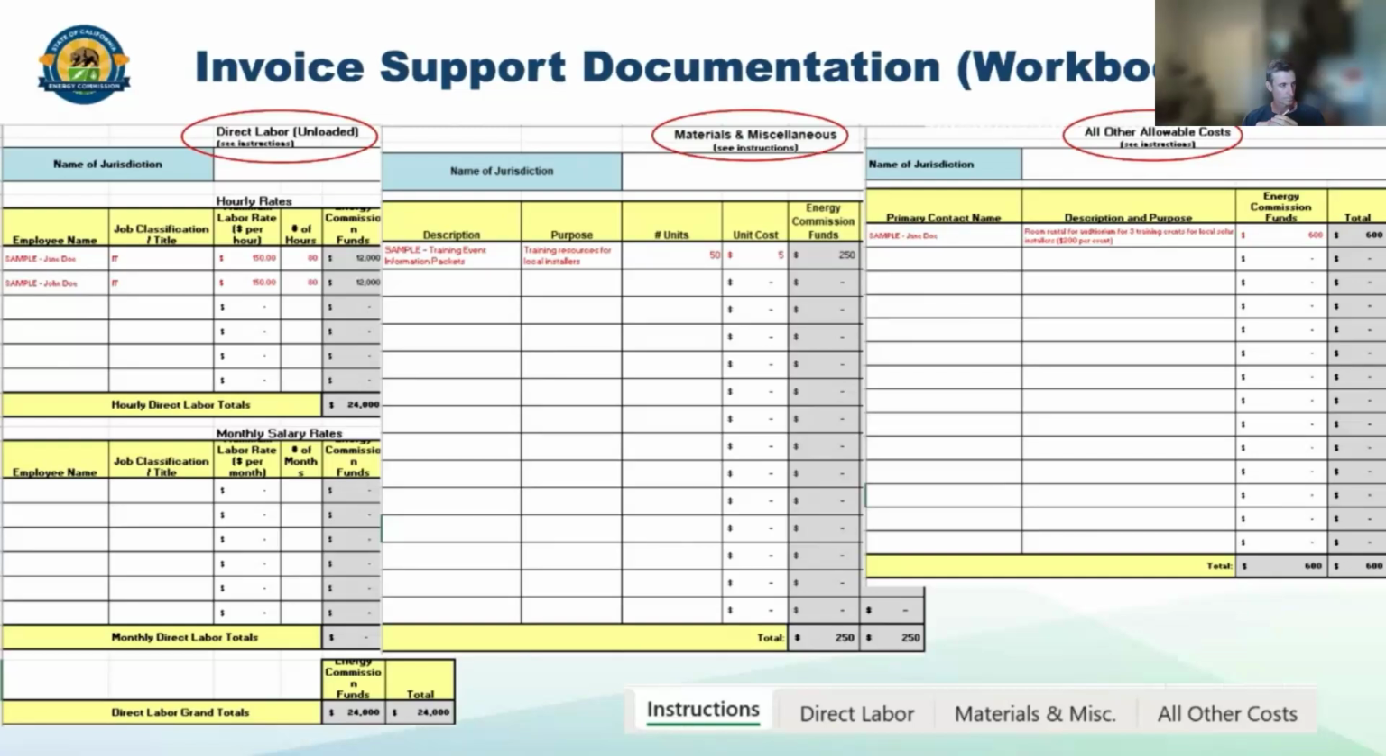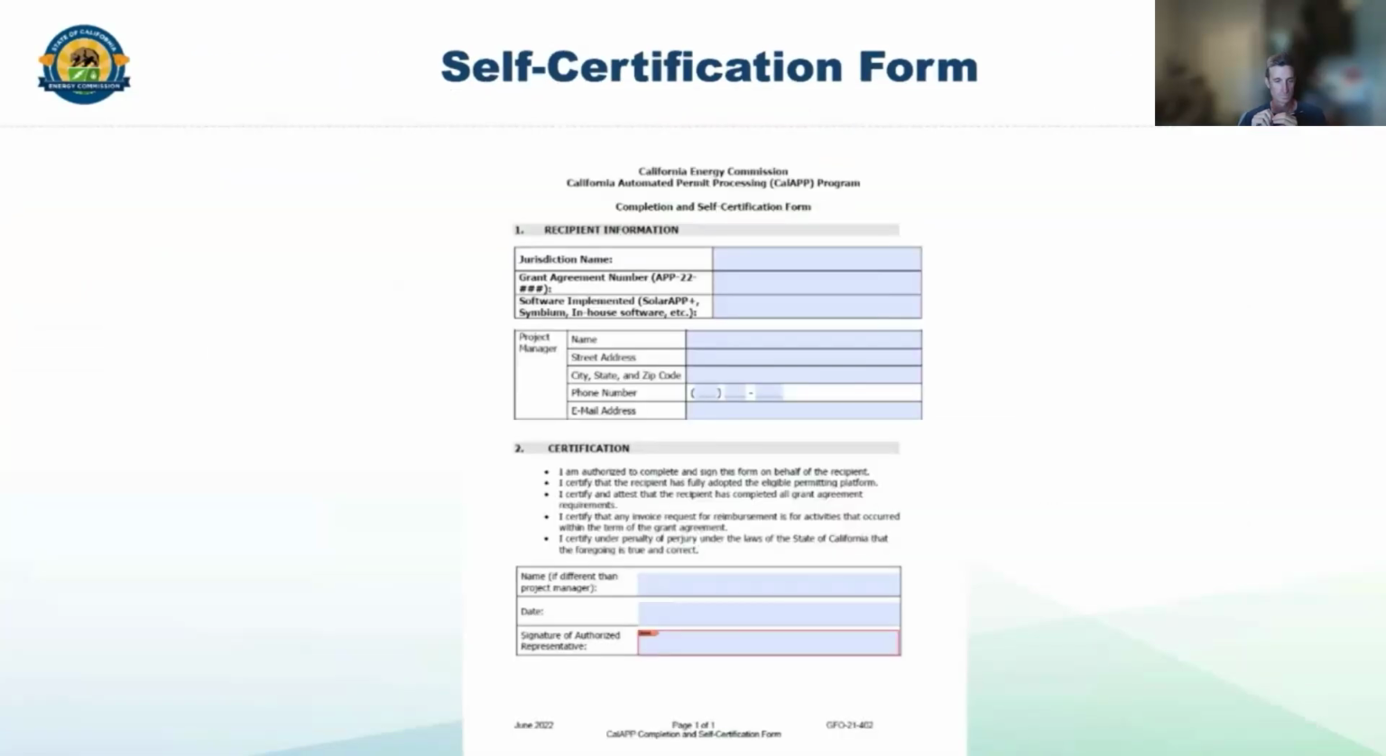There's an important note here. The CEC will need copies of paid receipts for costs associated with the categories of materials and misc or all other costs. Please attach them to your invoice submission.